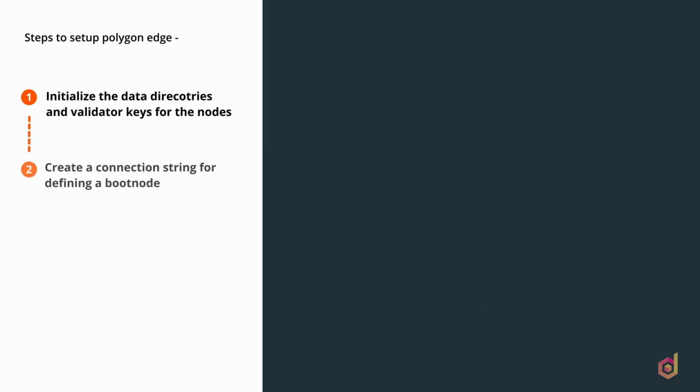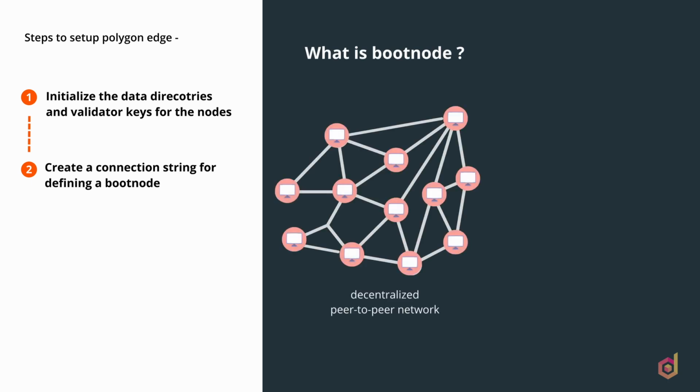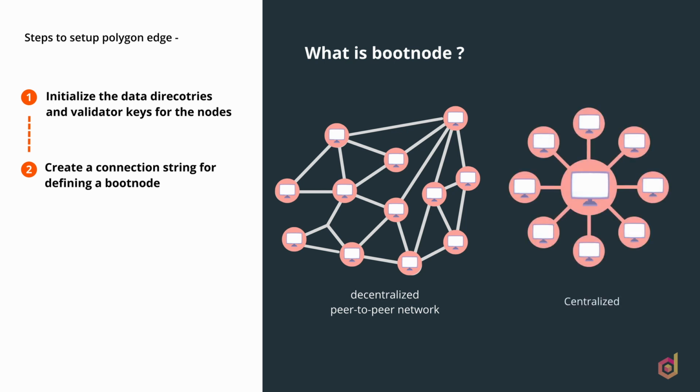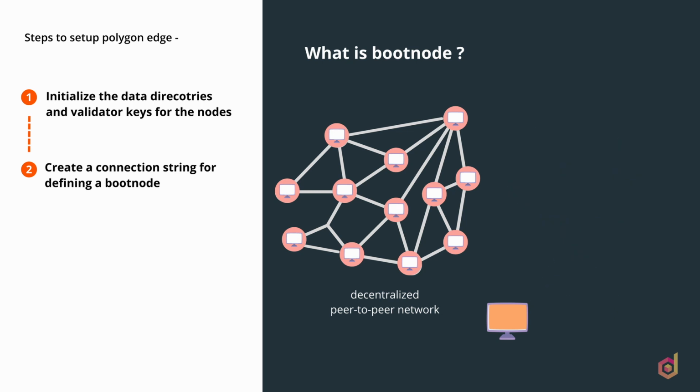The second one is to create a connection string for defining a boot node. Now let me explain what the boot node is. In a decentralized peer-to-peer world, there is no single centralized server or node to connect to. In a centralized system, it is very easy for an outsider node willing to connect to the network to find which node to connect to. But in a decentralized network, each node works independently and is also not connected with all the other nodes in the network. That's where the boot node comes into the picture.